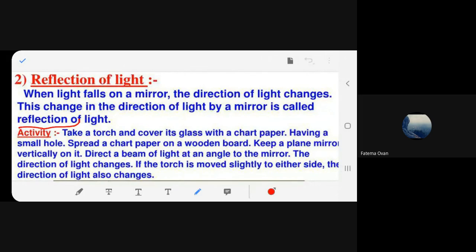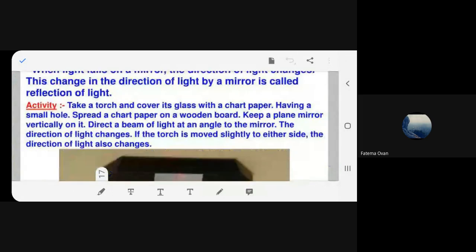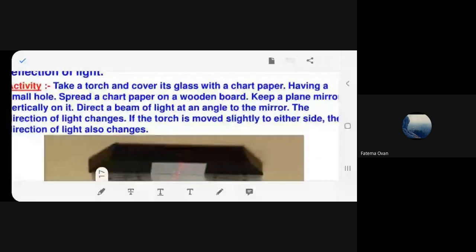All of you understood? Just a moment. All of you understood what is reflection? So now this is the mirror. So this is the incident ray. The direction changes. Yes, this is the reflected ray. This direction which changes is called reflection. Did you understand? Oh, good. Do the activity.